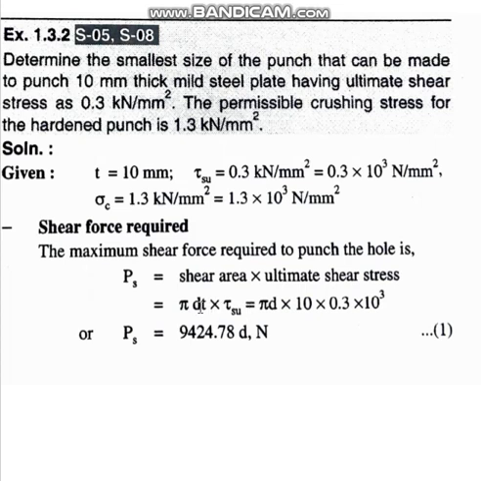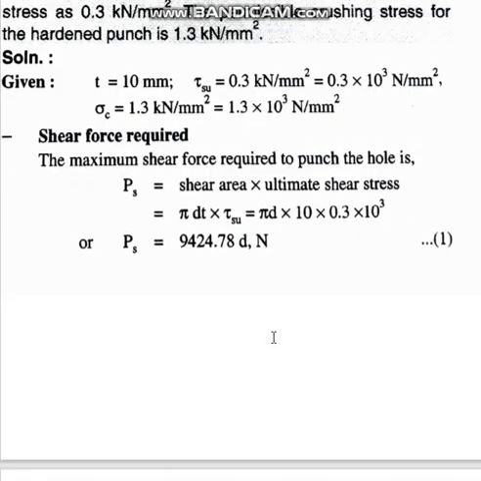We know pi and tau su, it is given, and d we don't know, so we put in this formula, and because we don't know d, this comes in terms of d. So Ps is equal to 9424.78 d. You calculate and see whether this value comes, so many newtons. This is equation 1.